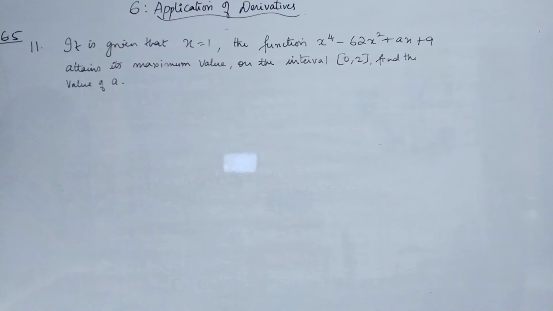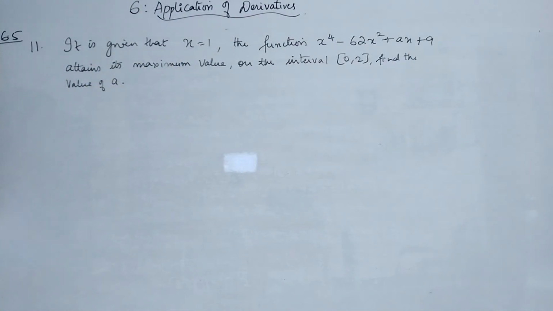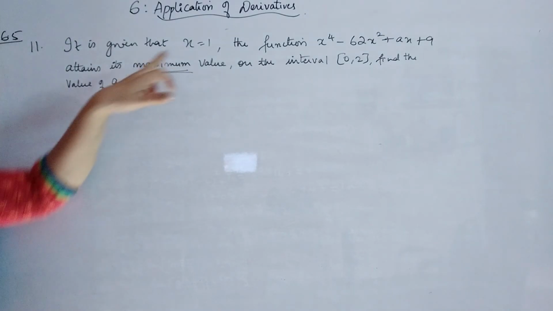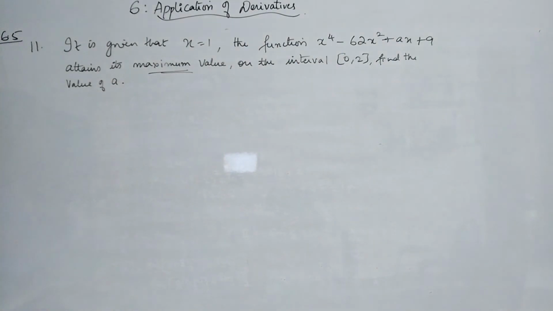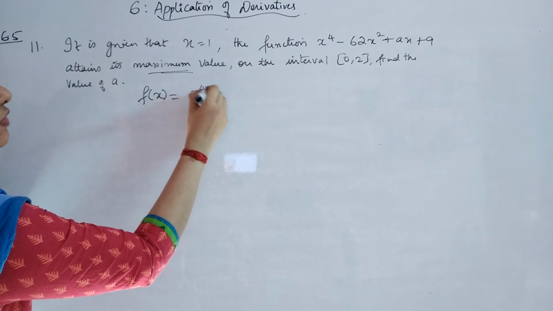Okay. See what the question says. It is given that at x equal to 1 the function x raised to 4 minus 62 x square plus ax plus 9 attains its maximum value on the interval 0 to 2. Again, you can see x equal to 1 is in the interval 0, 2. Find the value of a. So since we know that at x equal to 1 it is the maximum value, you can just find out what is f dash of 1. That will do.